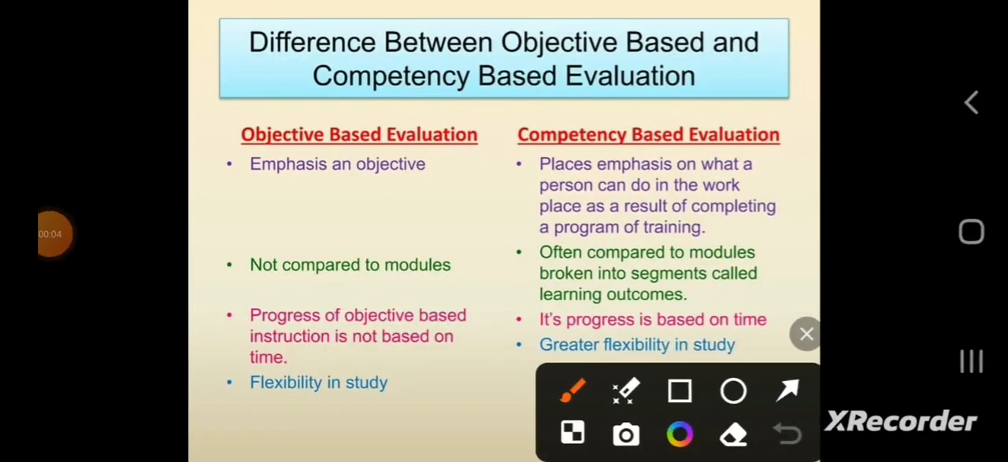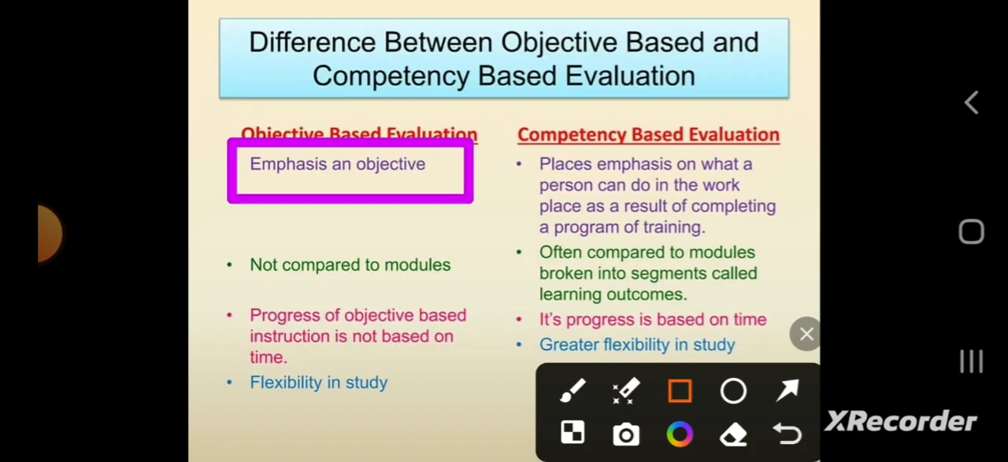Difference between objective-based and competency-based evaluation. Objective-based evaluation emphasizes objectives. Focus on achieving specific objectives or goals. Competency-based evaluation focuses on the skills and abilities a person demonstrates in the workplace after completing training. Emphasis on what a person can do in the workplace as a result of completing a program of training.